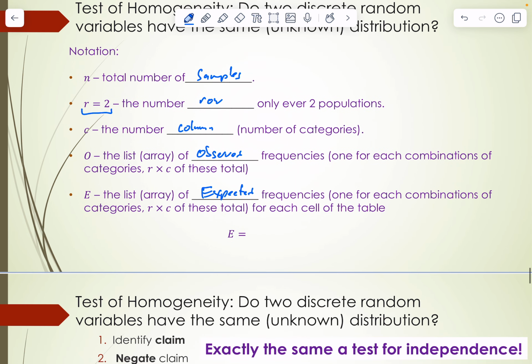And again, the expected value for each cell is going to be the row total. Each cell is in a row, and the total of that row goes here. Each cell is in a column, and the total of that column goes here. No cell is going to have the same row and column totals. This number is unique to a particular cell. And then here we have the grand total.